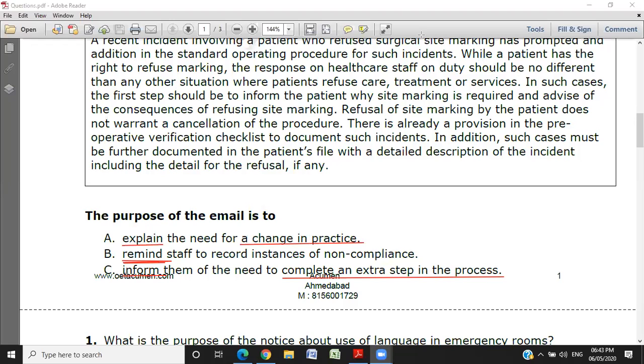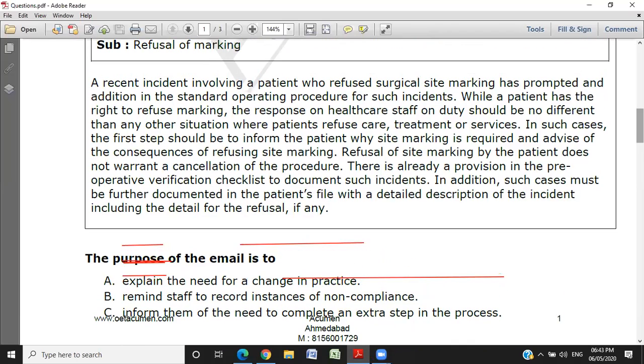Yeah, because it says in addition to the existing procedure, in addition to what they have already been doing. So two prompts you got here. In the beginning also it says that because of a recent incident, there has been an addition in the standard operating procedure. And here also they have mentioned that it is a new step that has been added. It wasn't there before. So that's great. This tells me that you have understood the concept clearly.